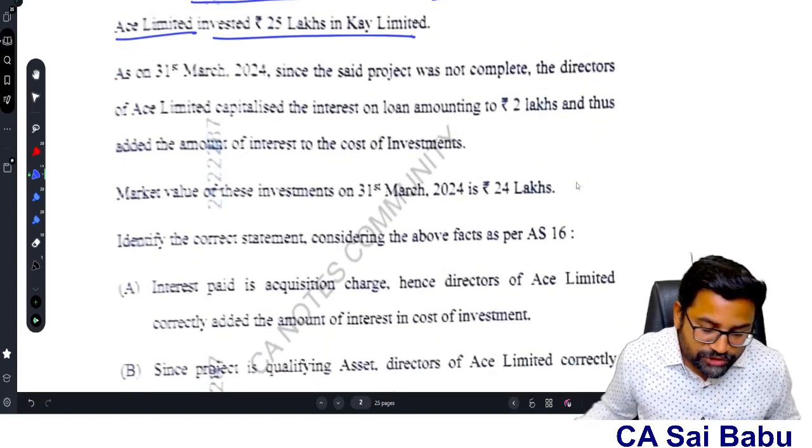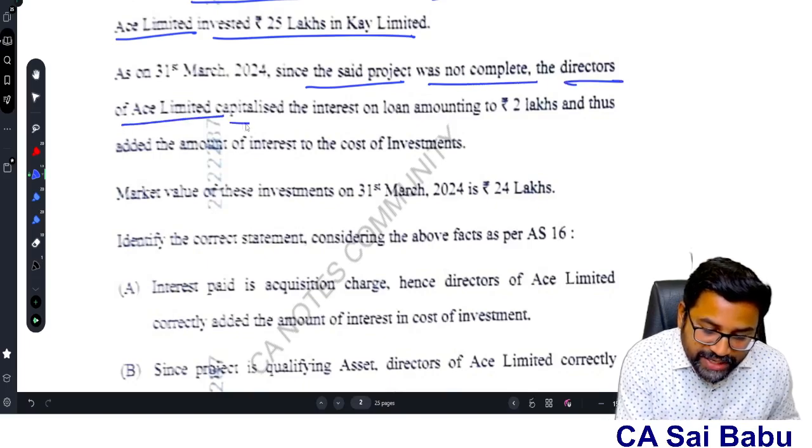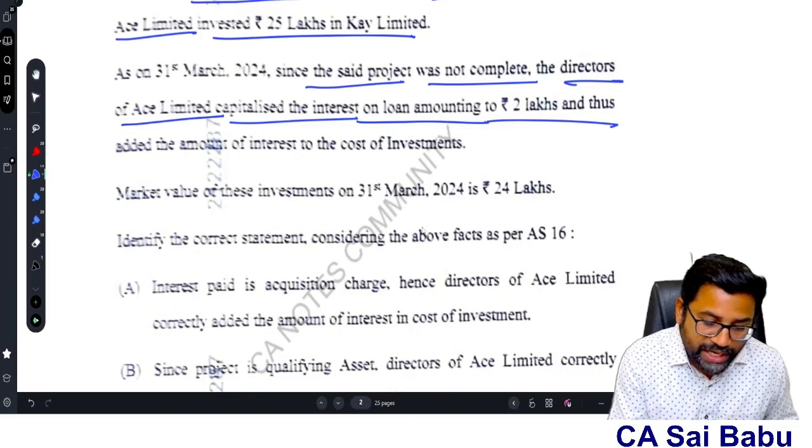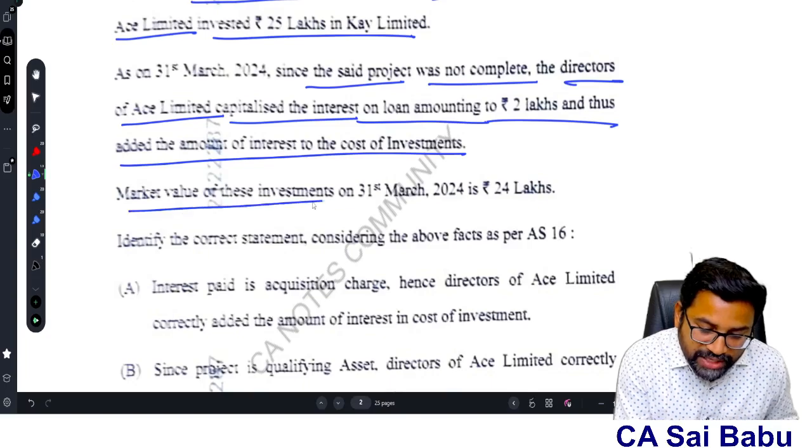As on 31st March 2024, since the said project was not complete, the directors of ACE Limited capitalized the interest on the loan amounting to 2 lakhs and thus added the amount of interest to the cost of investment. Market value of the investments is given.